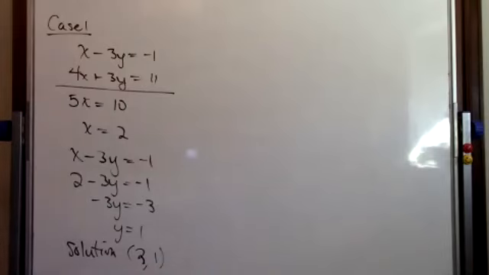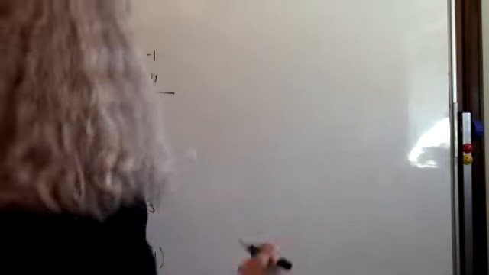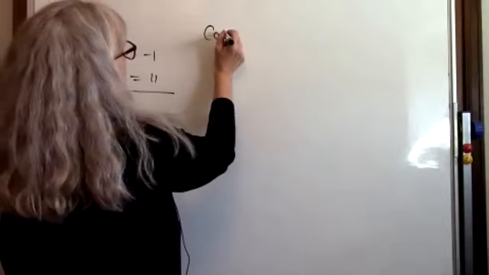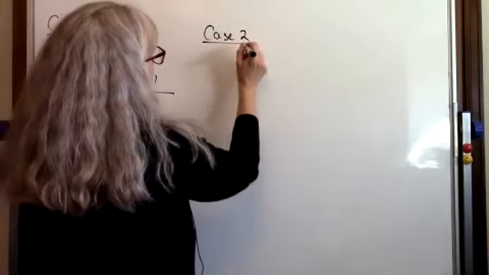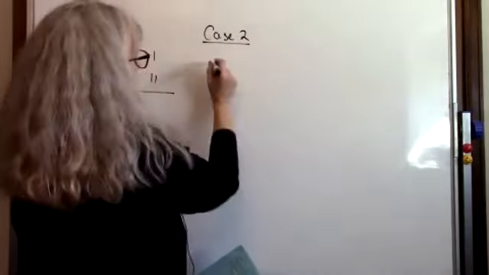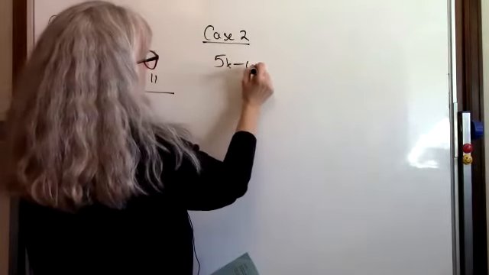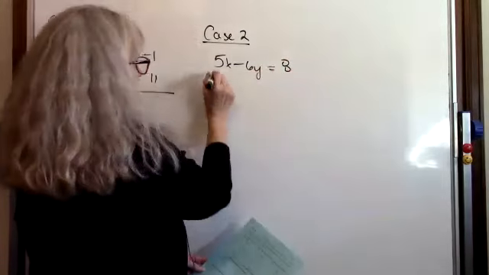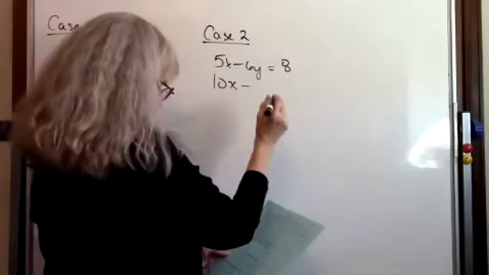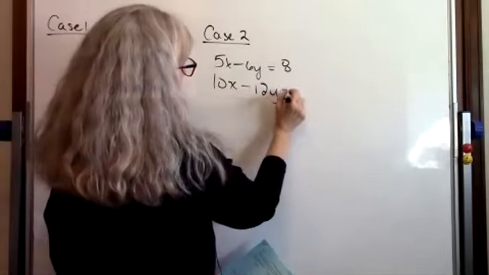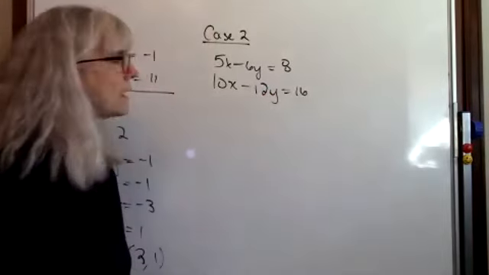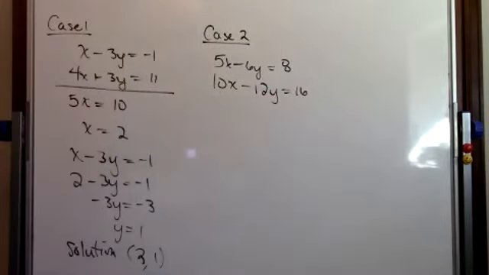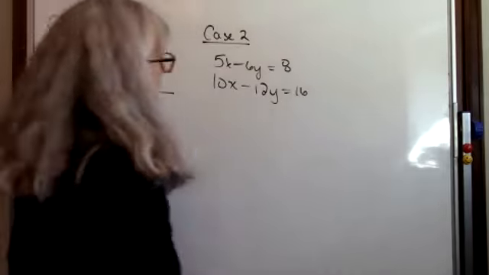We're going to know if it's a no solution or an infinite solution. So let's look at case 2, which was an infinite solution. Case 2 has 5x minus 6y is equal to 8. We also have 10x minus 12y is equal to 16. 5x minus 6y equals 8. 10x minus 12y equals 16.